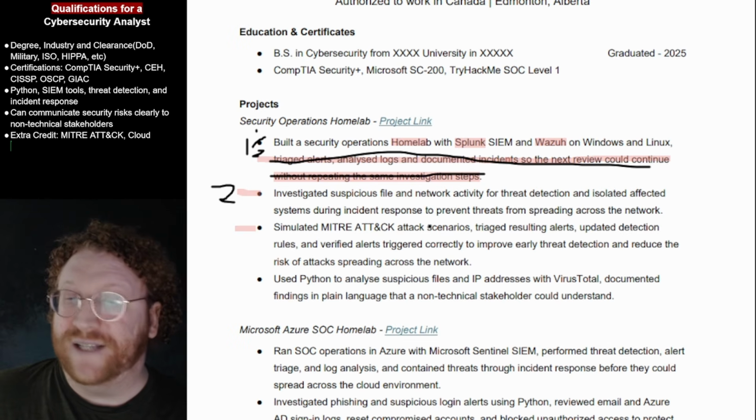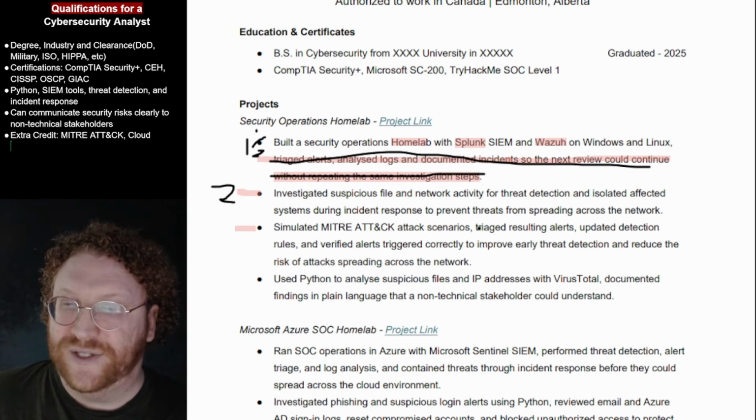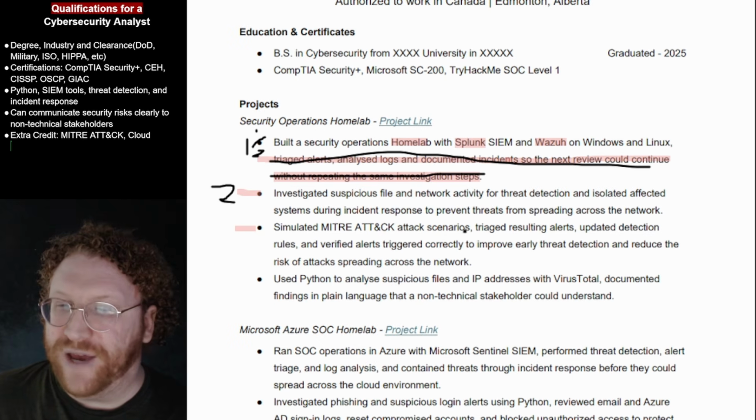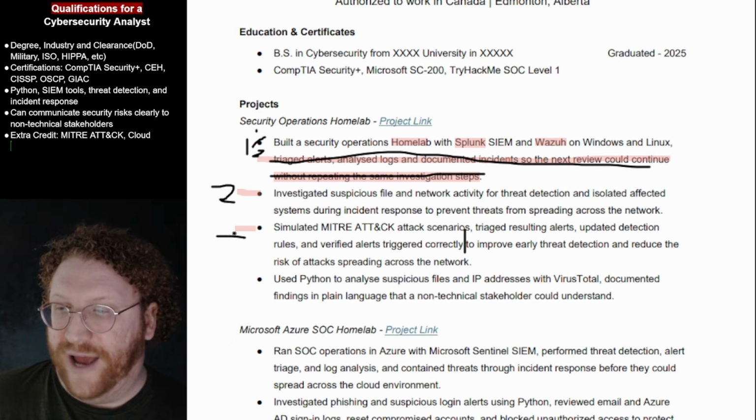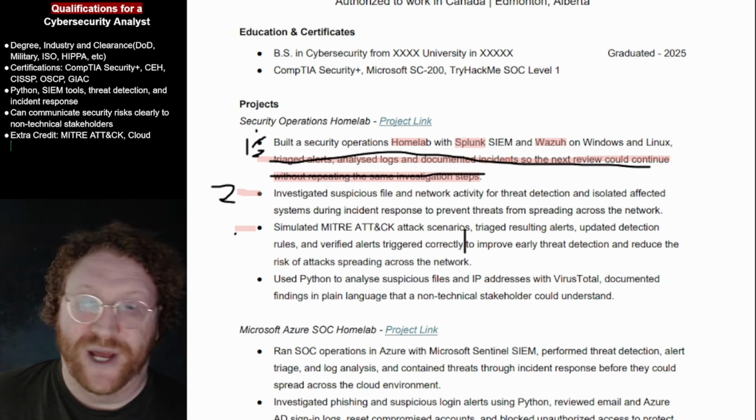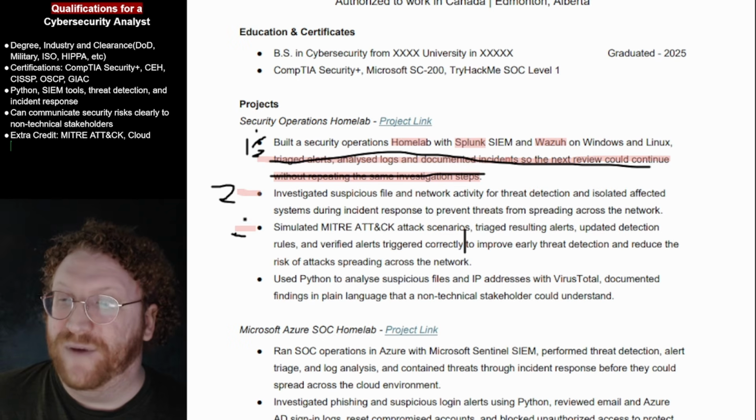Simulated MITRE attack scenarios, fine. Triaging result alerts, updated detection rules. Again, this is a good why, but I only have 1. I don't know why I wrote a 1 like that. I only have 1 keyword here. And you need a minimum of 3. So this is a 1.